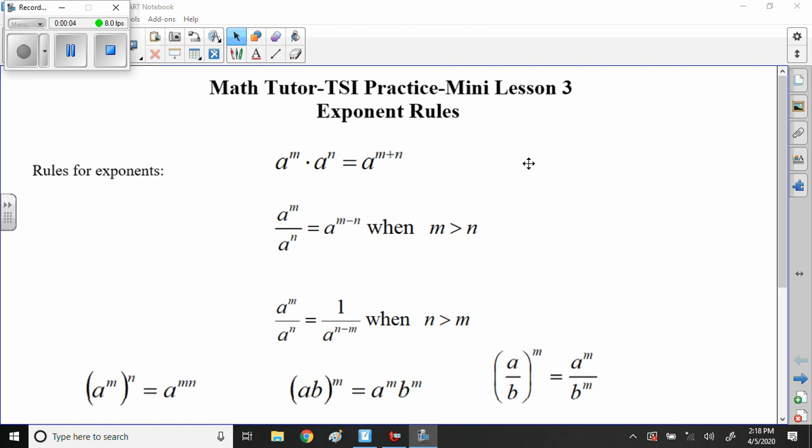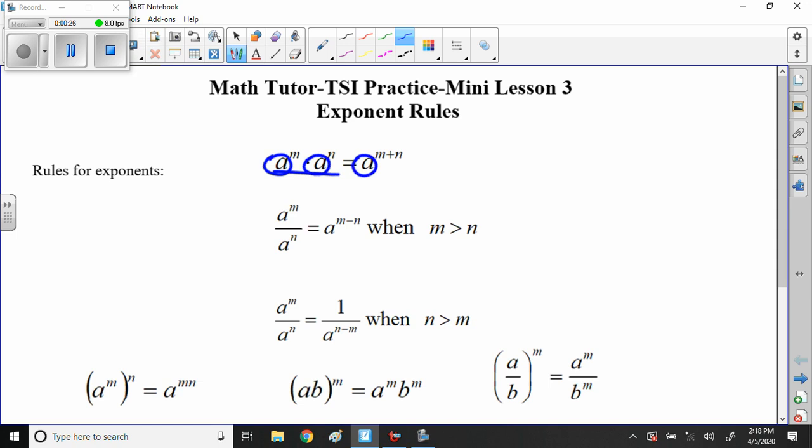Hello Math Tutor TSI students, this is Miss Wiesman and today we're going to look at exponent rules. When you have exponents, remember an exponent is on what's known as a base. For example, if we look at this situation right here, the bases are the A's, okay? And then your exponents are the M and the N.